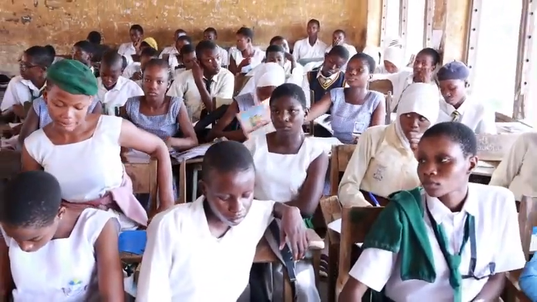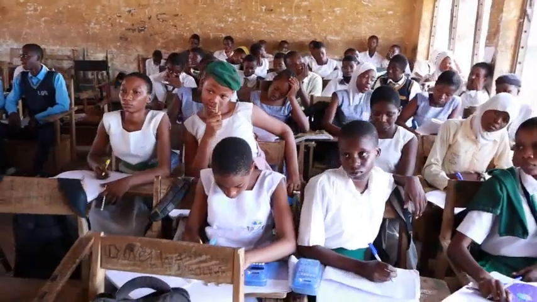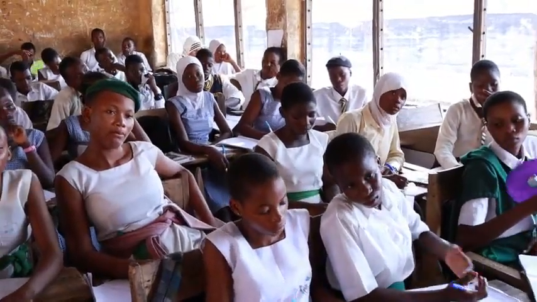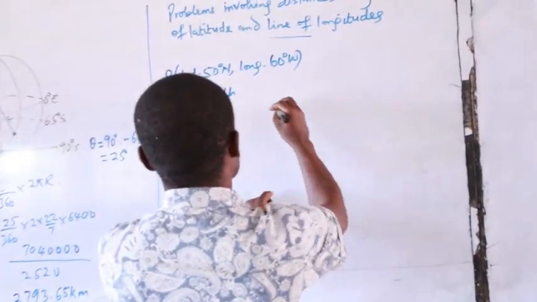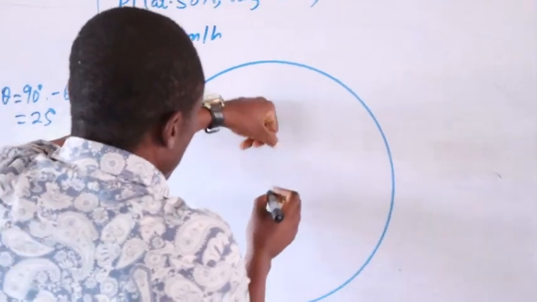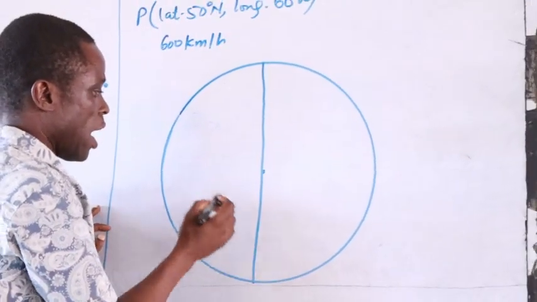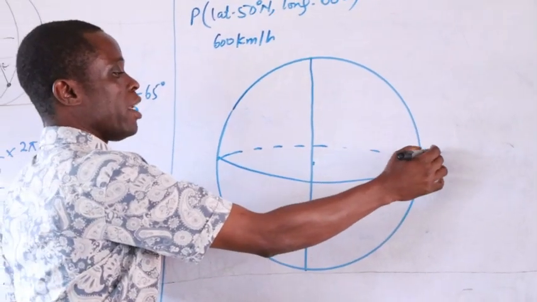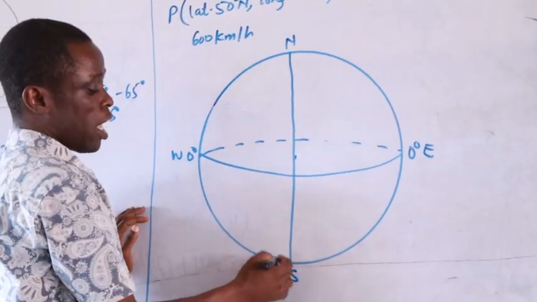Now this is the question, and let me quickly interpret it. We have an aeroplane flying due west for 3 hours from P. Let us locate that point P on the globe first. This is the globe. This is the polar axis. This is the equator, labelled 0 degrees. This is east, this is west, this is north and this is south.